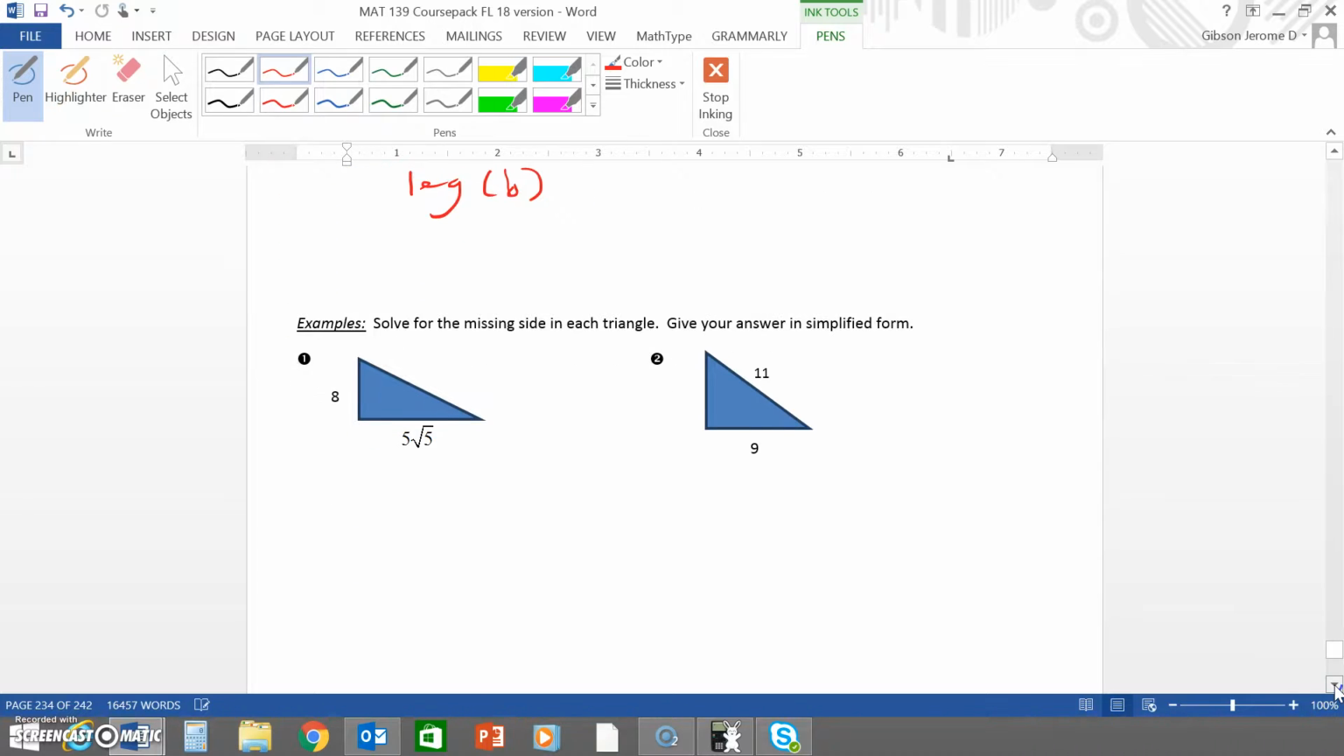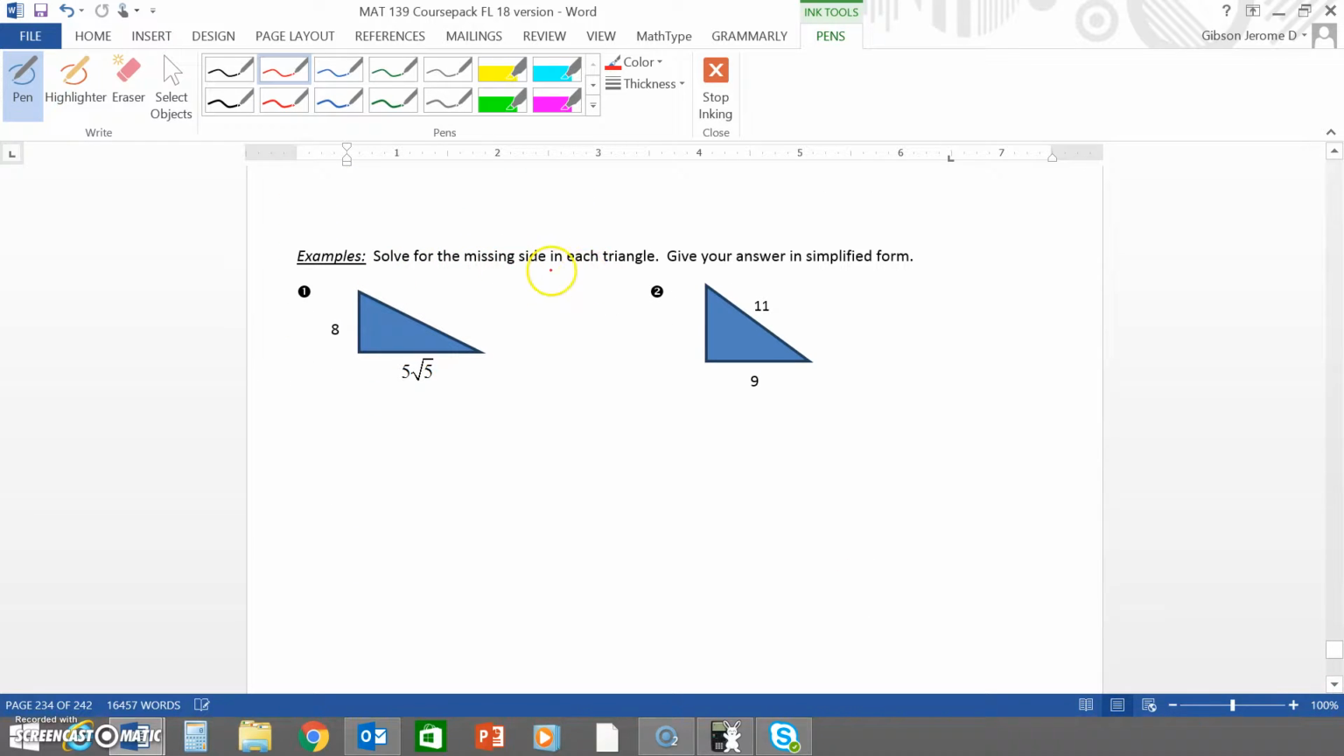Alright, now we come down here. It says solve for the missing side in each triangle. Give your answer in simplified form. So we know right here, this is the 90-degree angle. So we have A squared plus B squared equals C squared. A is a leg, so we could make A 8. B would be 5 times the square root of 5, and that squared is equal to C squared. We don't know what C is.